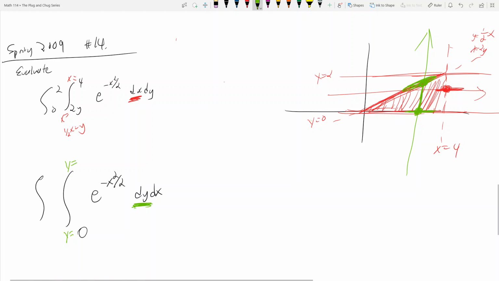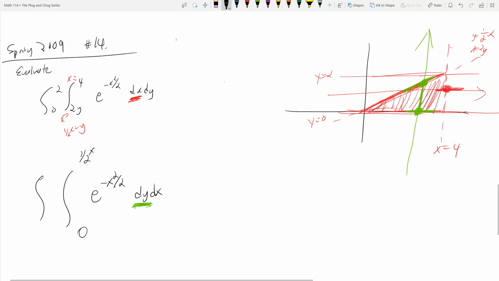But the slanted line was given to me originally as x is equal to 2y. But of course, I can just convert it into y is equal to 1/2 x. So after hitting the slanted line right here, we know that that's y is equal to 1/2 x. So hit 0, enter my region, leave at 1/2 x. Okay, so that's going to be my bounds on y.